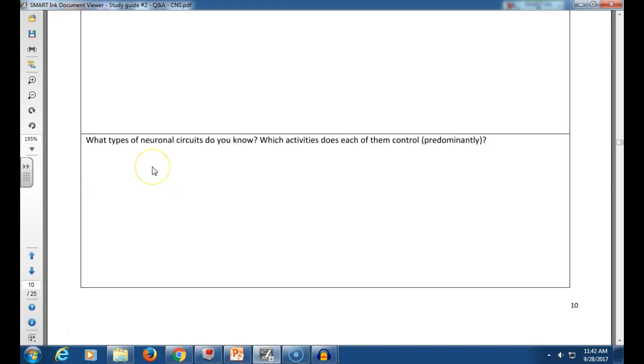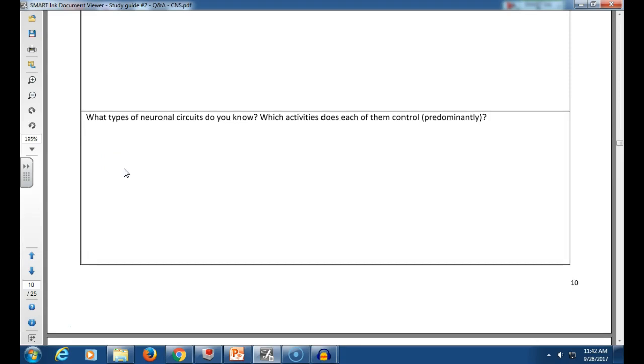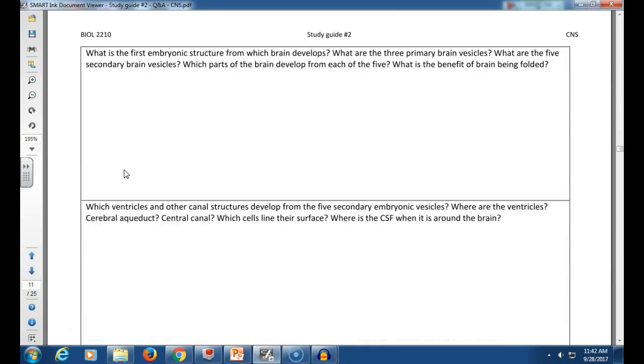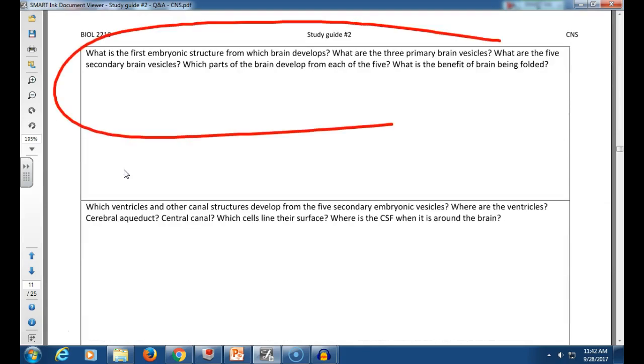Types of neuronal circuits. I give you the function, you tell me the circuit. Okay? Sensory information, convergent. Motor output, divergent. Does that make sense? That's going to be pretty straightforward. This is brutal memorization.